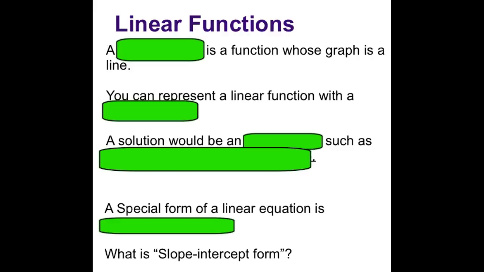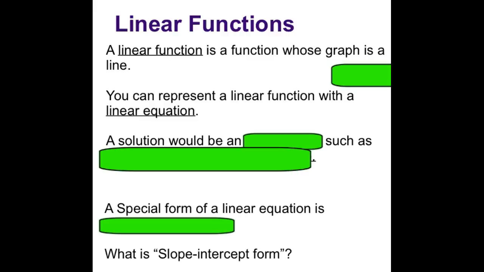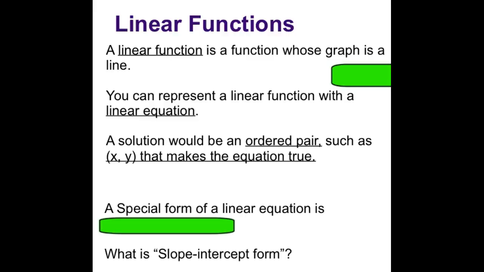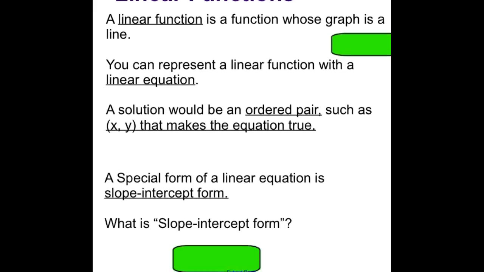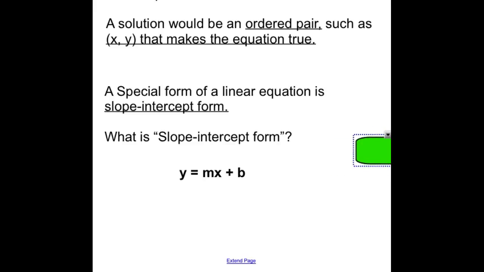Okay, there are different types of linear functions. A linear function is a function whose graph is a line. You can represent a linear function with a linear equation. A solution would be an ordered pair, such as (x, y), that makes the equation true. A special form of a linear equation is slope-intercept form. What is slope-intercept form? You should have seen this at one point in time. See if you can get it before I give it to you. Slope-intercept form is y equals mx plus b. Now, m is your slope, and b is your y-intercept. That is why it is called slope-intercept form.